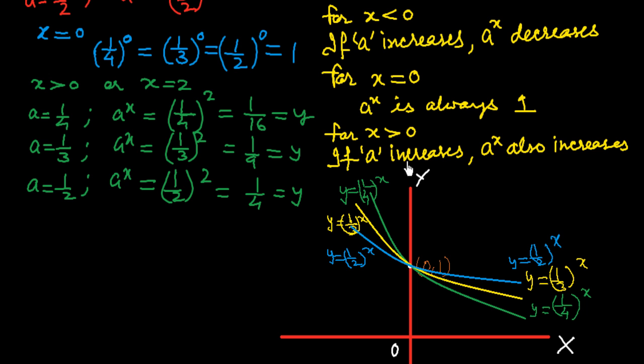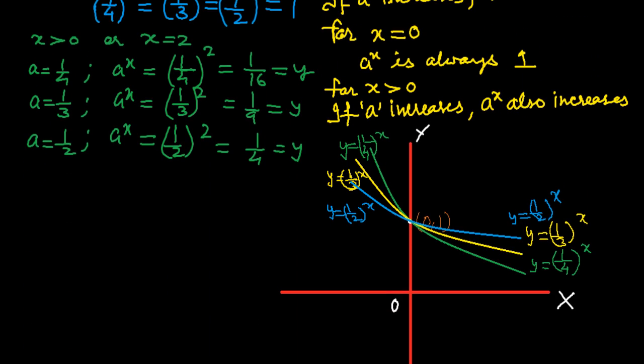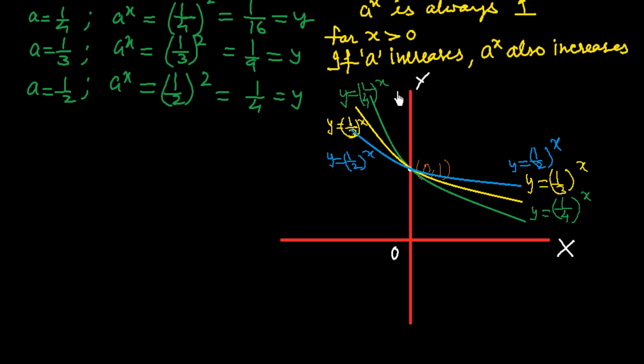And here if x is greater than 0, if a increases, a power x also increases, it means y also increases. A is 1 by 4 with the small one, y is small here. 1 by 3 it is the greater length here, it is the greatest length for 1 by 2 here. So in this way we could understand this graph for exponential function.